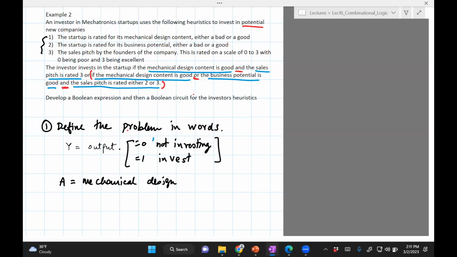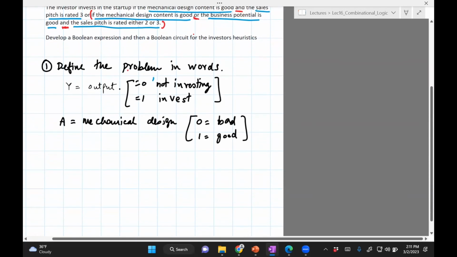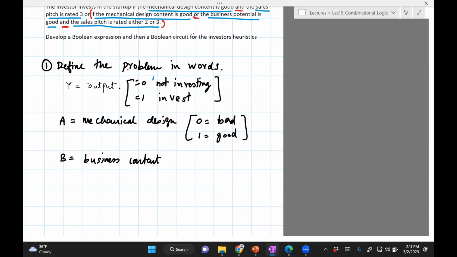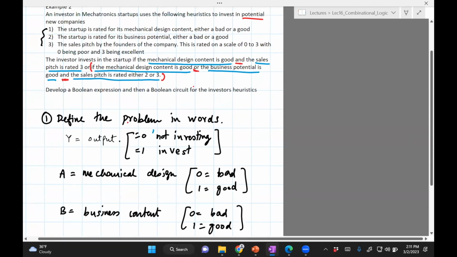And that can only have 2 ratings, 0 or 1. So 0 equals, let's say, bad. 1 equals good. Then we have business potential. That's again good or bad. So let's call that B. Zero is bad. 1 is good. Last one, C, is the sales pitch.